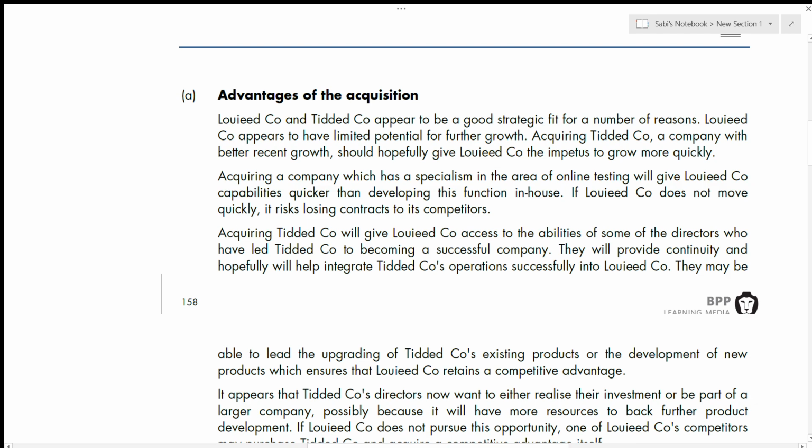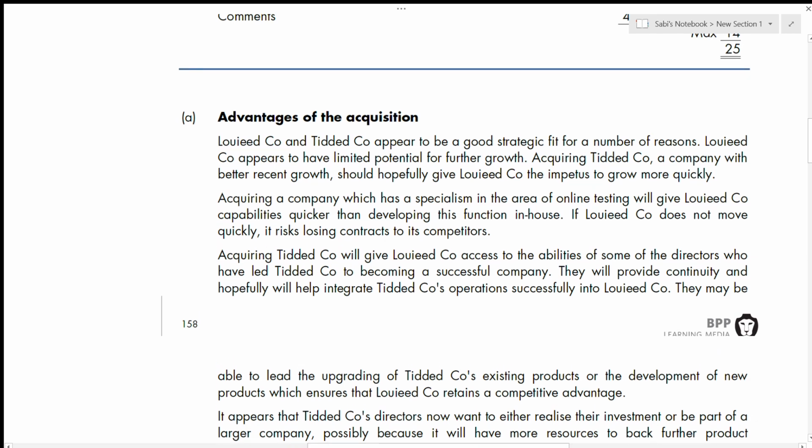So let me read the advantages. This is L, the L&T company. L&T company appears to be a good strategic fit for a number of reasons. So first they are saying that they are a good strategic fit. Now let's see what those reasons are. L company appears to have limited potential for further growth. We saw that growth was slow. Growth in profit is slow in L company, right? Limited potential for future growth.